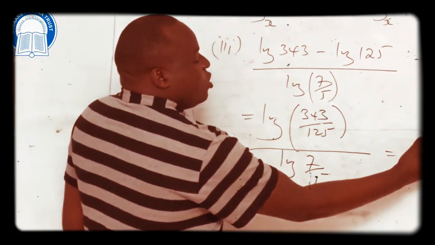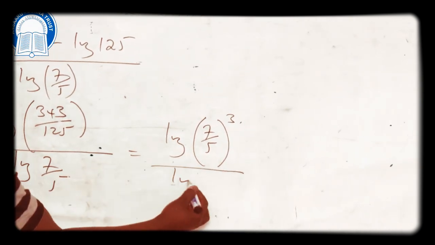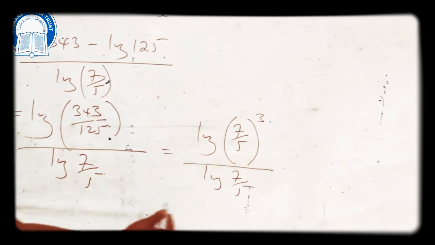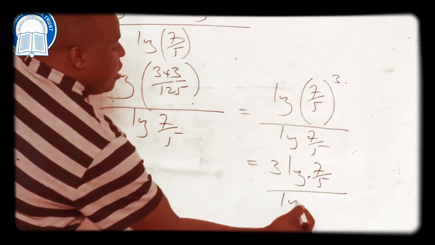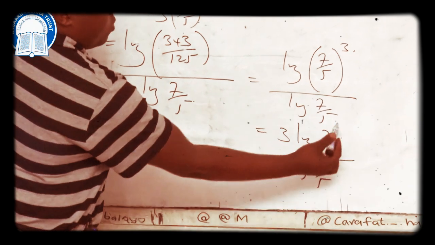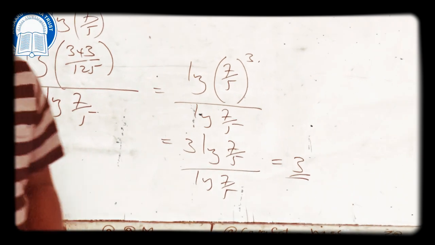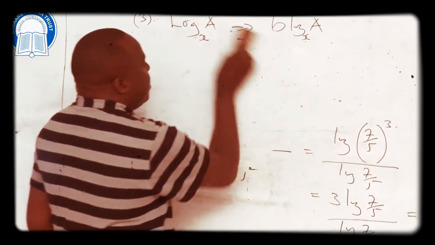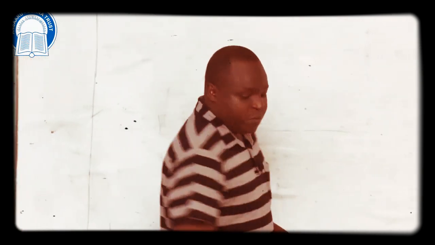Then this statement here should be the same as log 7 over 5 raised to 3 over log 7 over 5, which is the same as, using our law, 3 log 7 over 5 over log 7 over 5. Then of course, those two will cancel. Our final answer will be 3. Okay, one more example. I could have shown several examples, but because of time, I'll just show one more example, then we proceed next time.